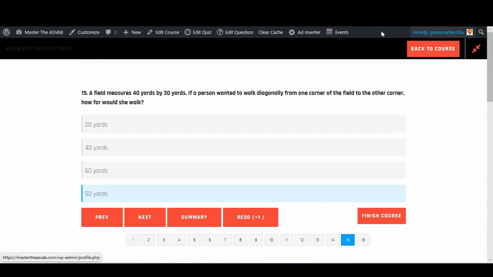Alright, grab my pen real quick. Number 15 says a field measures 40 yards by 30 yards. If a person wanted to walk diagonally from one corner of the field to the other corner, how far would she walk? So again, since the field is 40 by 30, we know it's a rectangle. And again, 40 is longer than 30, so we know the length is 40 and the width is 30. We're asked to figure out how long she walked if she made a diagonal walk across the park.